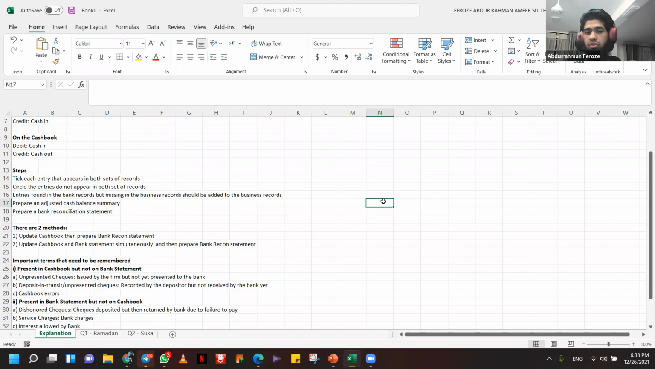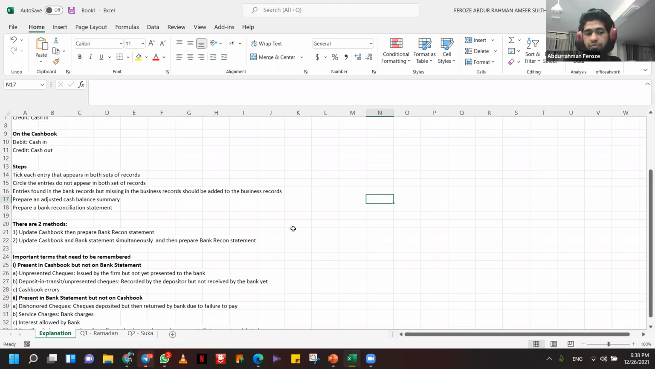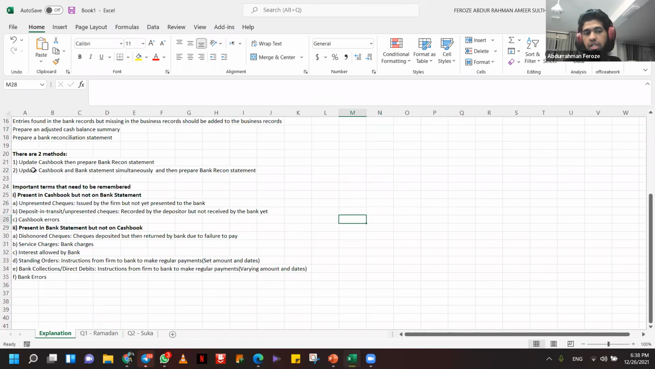And these are the two requirements for almost every bank reconciliation question. So these are the two methods. The first method is you update the cash book and then you prepare the bank reconciliation statement. The second method is you update the cash book and the bank statement simultaneously, and then prepare the bank reconciliation statement. I'll show you how they are different, and sometimes one may be easier than the other. Both of them work if you do it correctly, right?